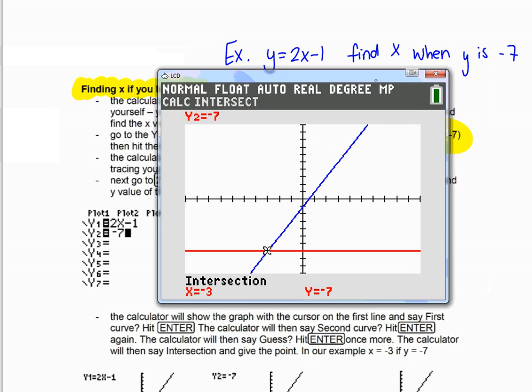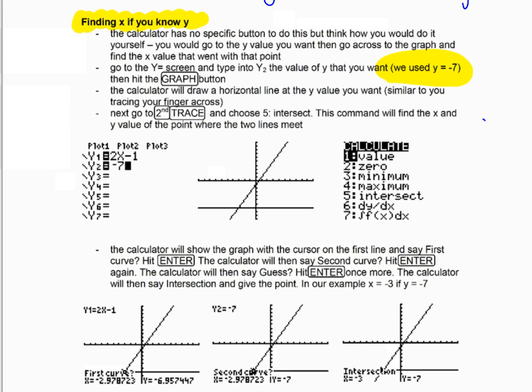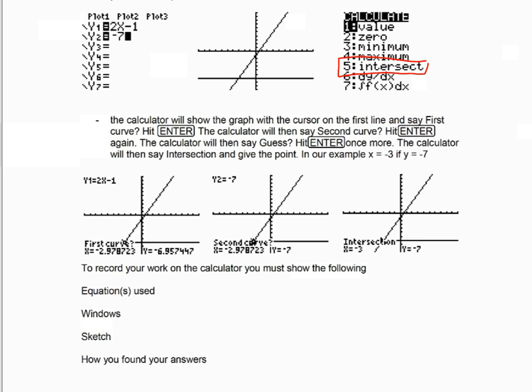So we'll practice some in a bit. That's where we're using this intersection feature right here. Okay, second trace, and you just push enter 3 times. So we're pushing second, trace, number 5 is intersect, and then enter times 3. Enter, enter, enter. Those are the buttons we want to push when we're looking for an x value and we know the y value.